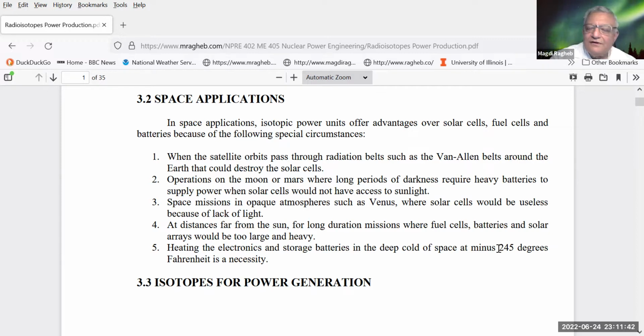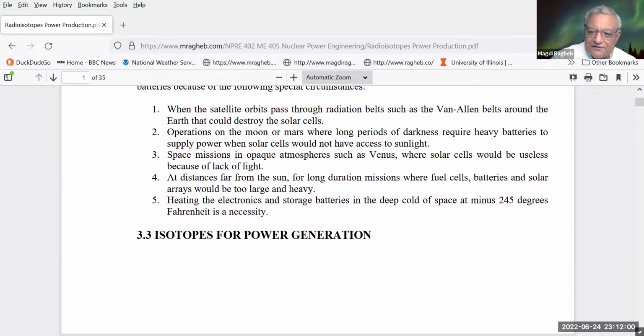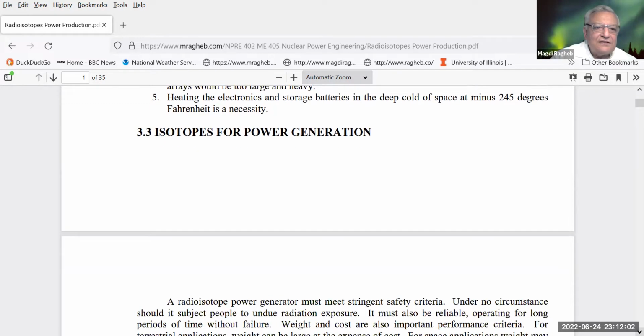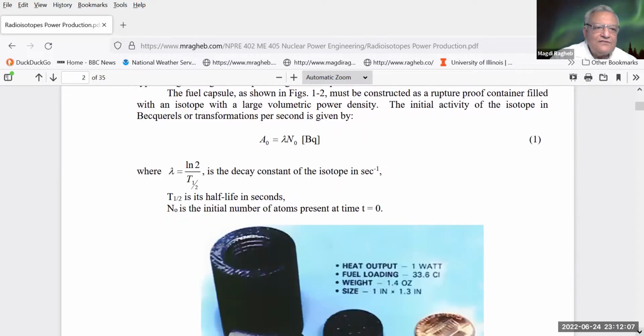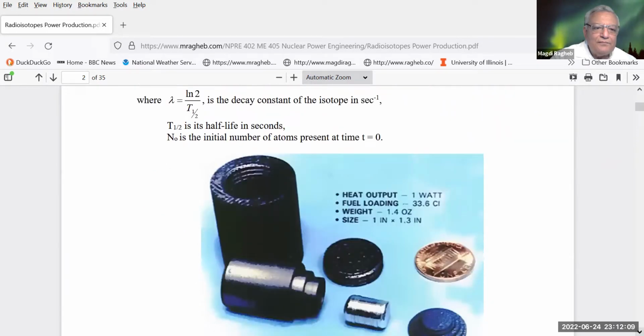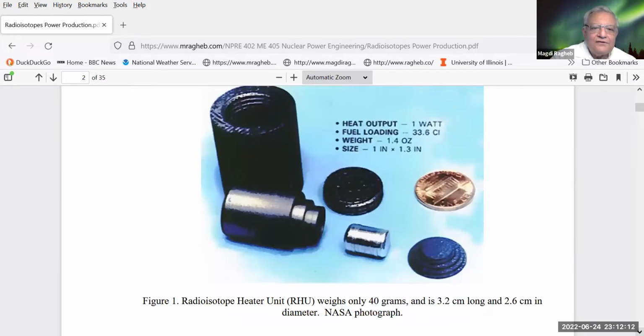A trivial piece of information here is that space is very, very cold. It's minus 245 degrees Fahrenheit. So in that case, you need the power generation as alpha particle emissions that lose that energy and heat our instrumentation and keep our batteries from freezing in general. There are many different isotopes for power generation, and designing them is a simple matter. So let us see how you can design an isotope for power applications.